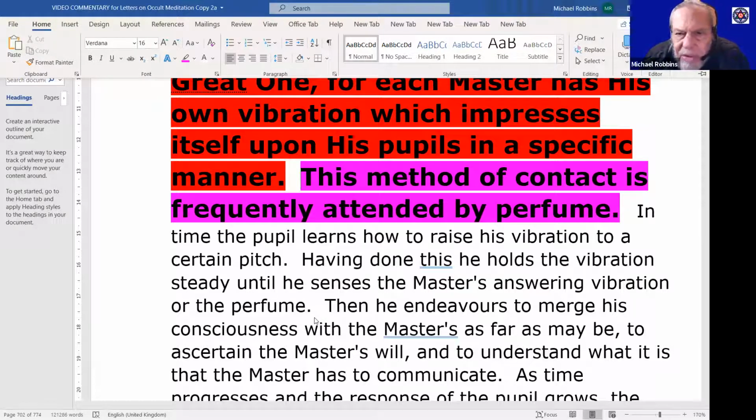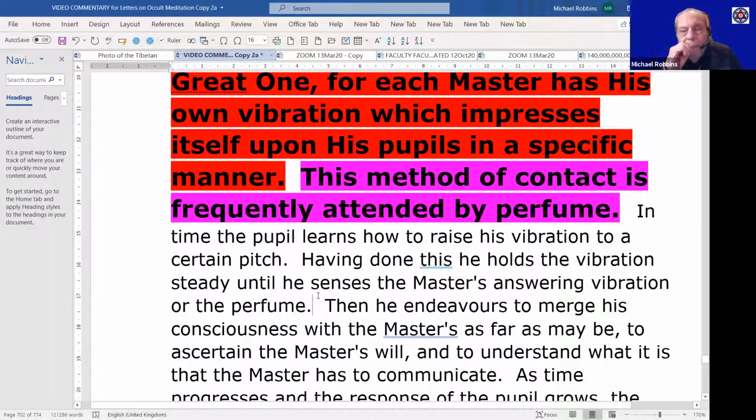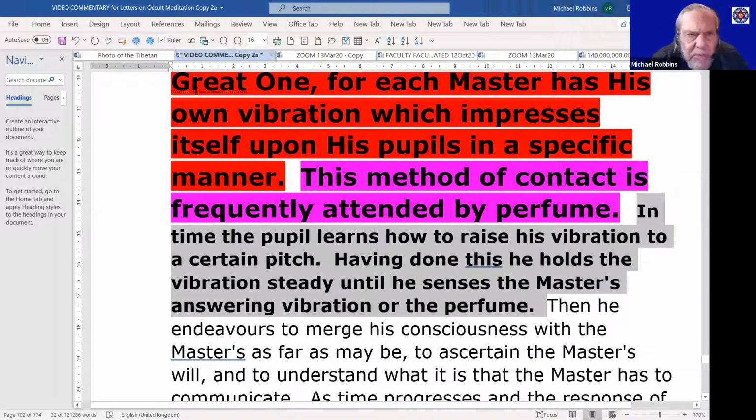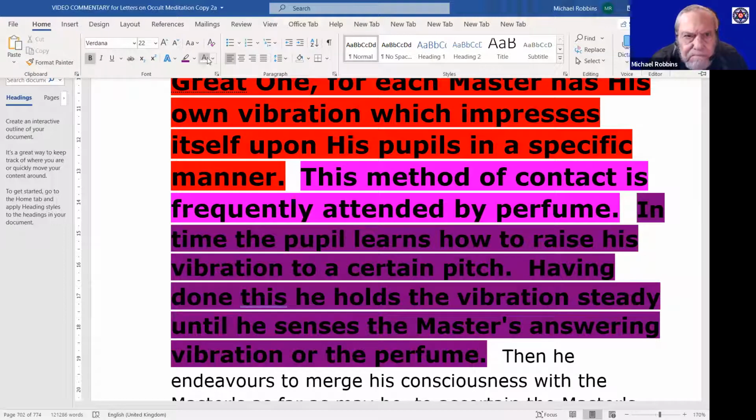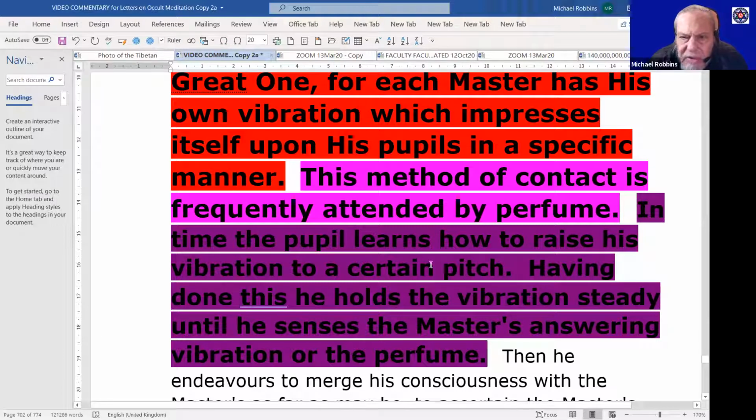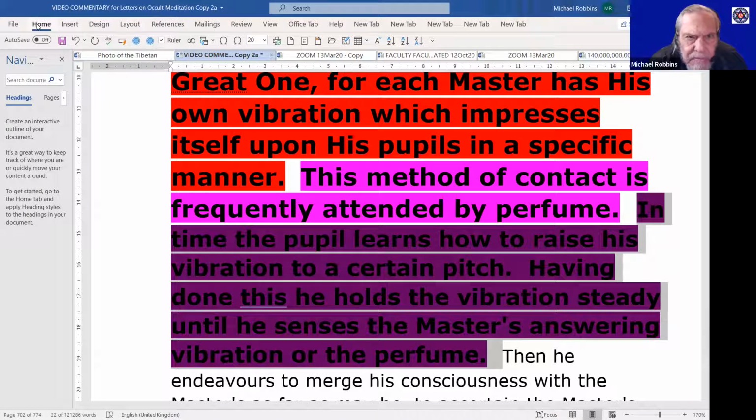In time, the pupil learns how to raise his vibration to a certain pitch, and having done this, he holds the vibration steady until he senses the master's answering vibration or the perfume. And you know, you have to be able to justify the call. I suppose a chela within the aura can always justify it, and a chela on the thread, well, it's certainly the beginning of the process. So holding steady at a high point, waiting, and then the response will come. Now, this is clearly an active invocation, followed by an evocation, the answering call.